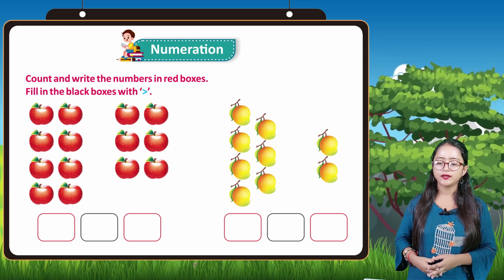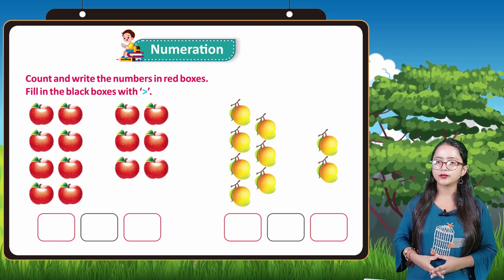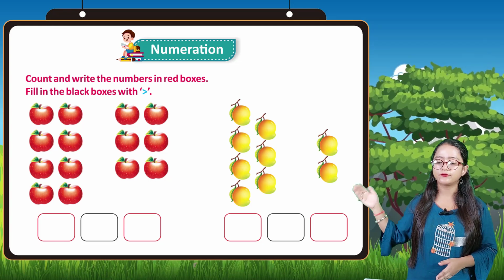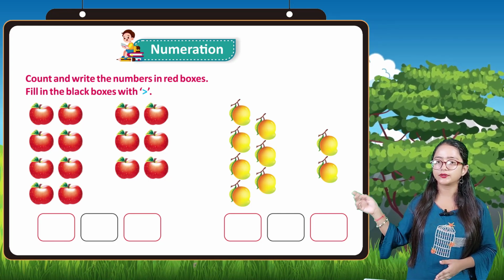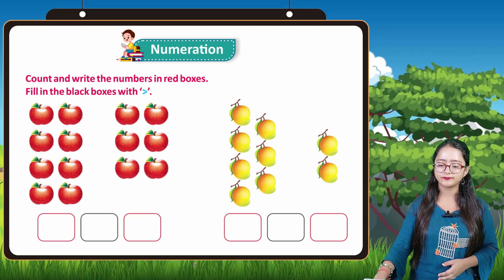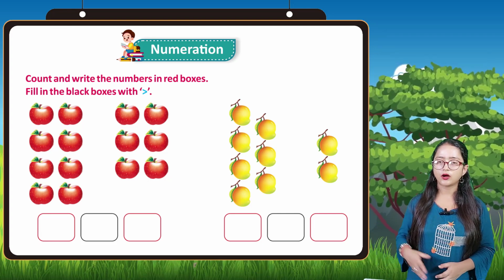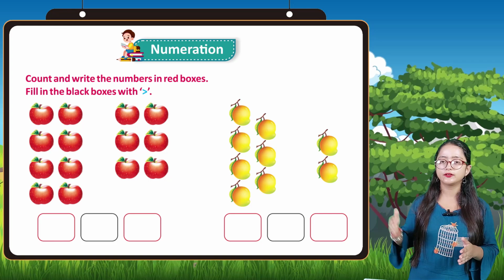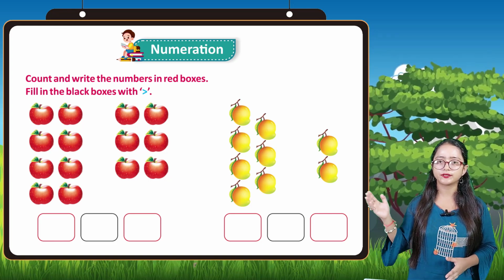Now the another figure, how many mangoes are there? There are total 1, 2, 3, 4, 5, 6, 7. 7 mangoes. And in the another one, there are only 2 mangoes. So first of all, write down 7. Then in the another box, you have to write down 2. Now which one is greater? Is it 7 or 2? That is 7. So put the greater sign over there.